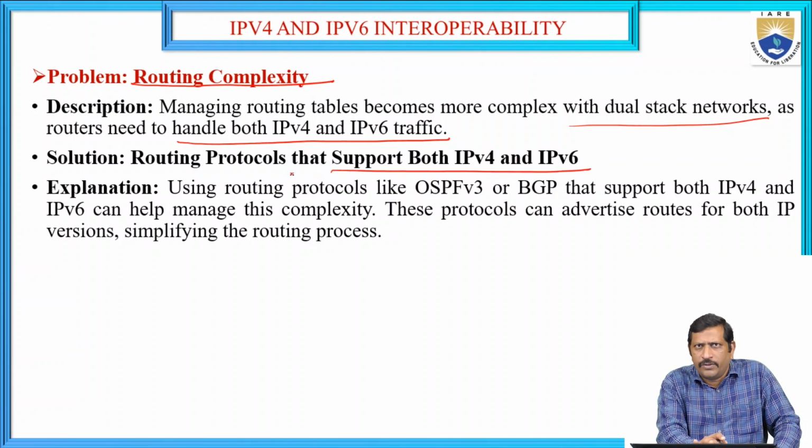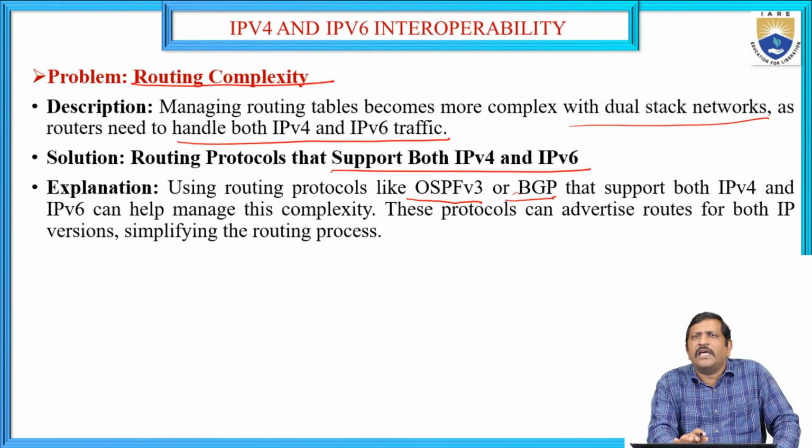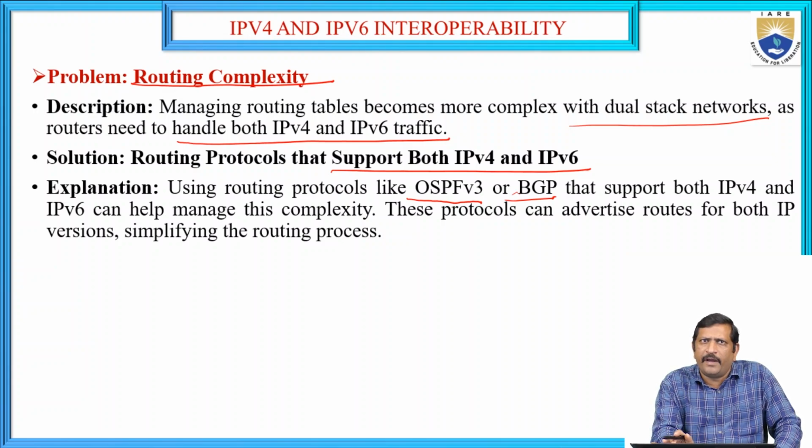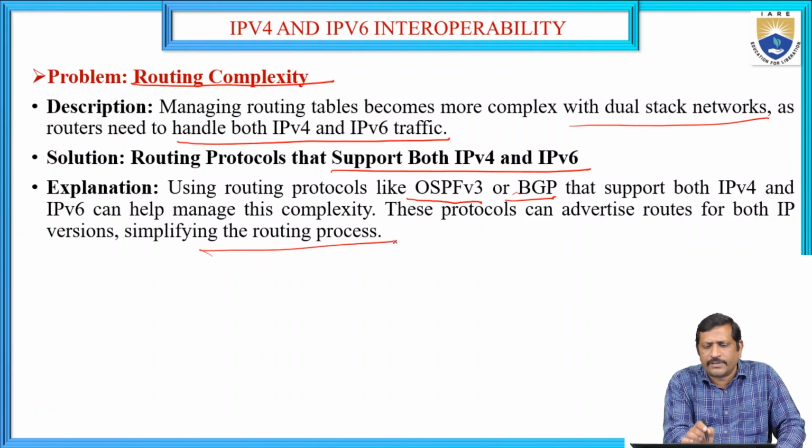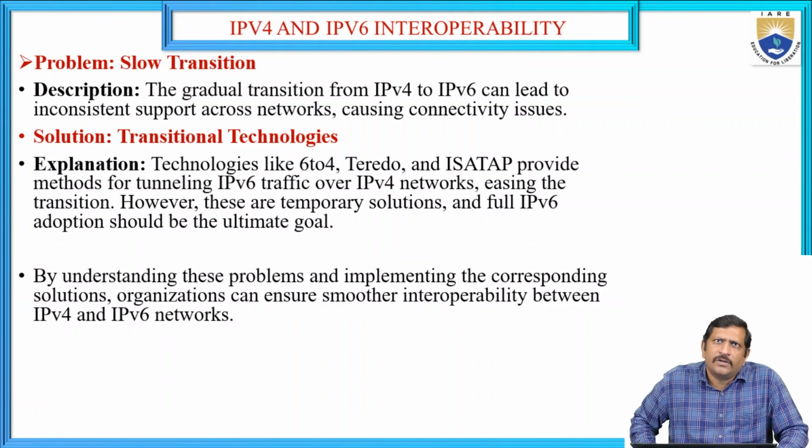Here we are using routing protocols like OSPFv3 and BGP. Protocols that support both IPv4 and IPv6 can help manage the complexity. By implementing these routing protocols, effective routing can be done, even though bulk amounts of data are transmitted over the network. With the help of routing protocol implementation, OSPFv3 or BGP, these protocols can advertise the routes for the IP address version, simplifying the routing process.